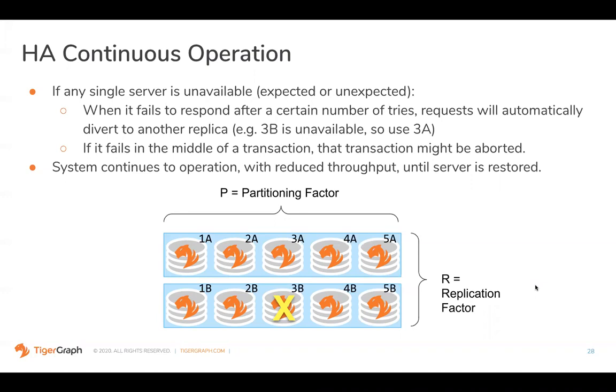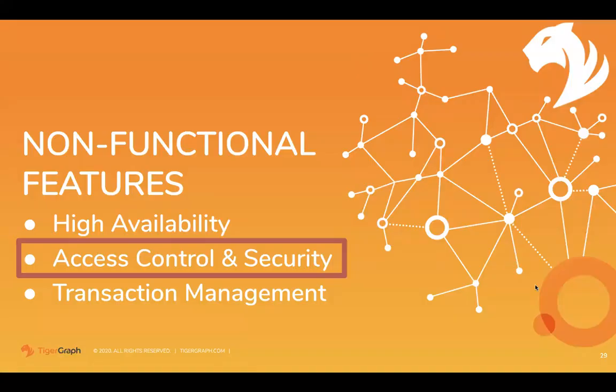If that failure happens in the middle of a transaction, that transaction is probably going to be aborted. But if a new transaction starts and it already sees that 3B is not available, it'll just work around it and go to 3A. So other subsequent transactions will run fine. There is continuous operation. There'll obviously be reduced throughput, but you won't have to go down while you're making repairs or doing your service work. There will be a short pause while you bring it back online, and we're working to cut down on that time. So that is our basic story on HA.